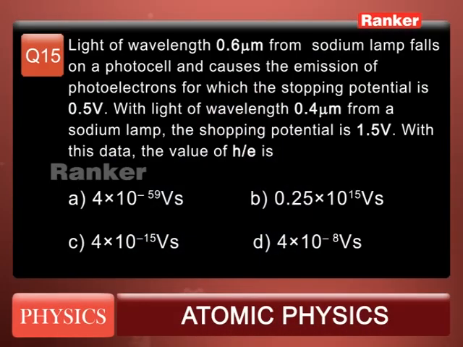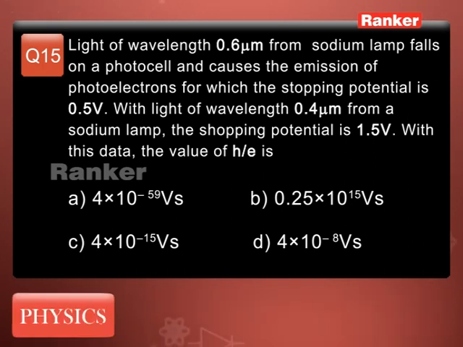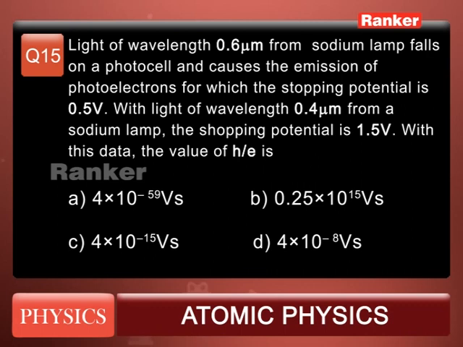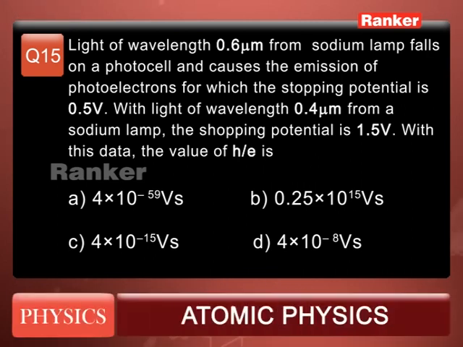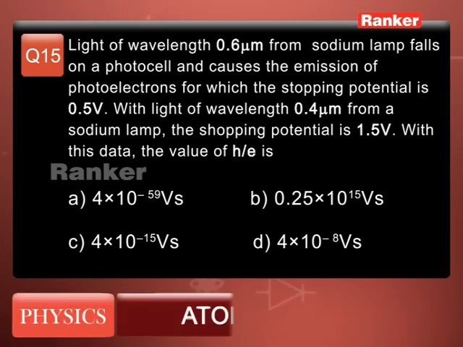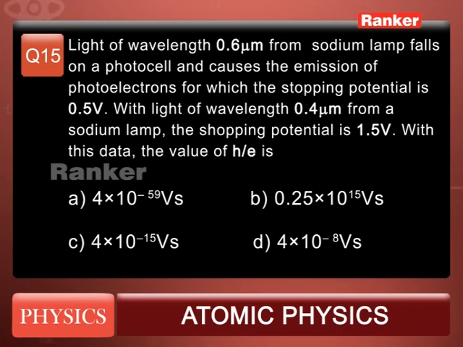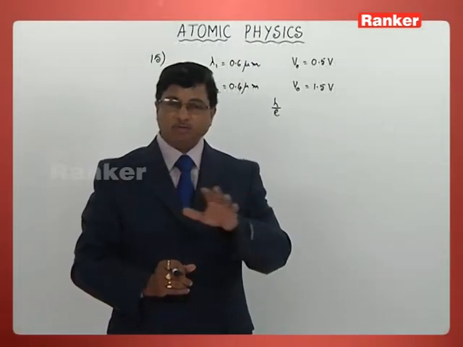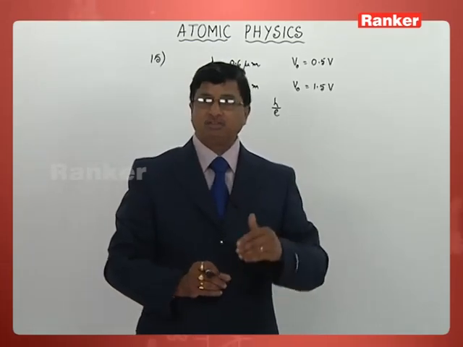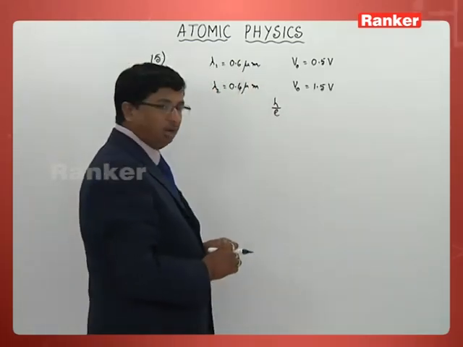You can observe the four options given: 4 into 10 power minus 59 volt second; second option, 0.25 into 10 power 15 volt second; third option, 4 into 10 power minus 15 volt second; and fourth option, 4 into 10 power minus 18 volt second. So four different options are provided. Now let us check how to solve this model.